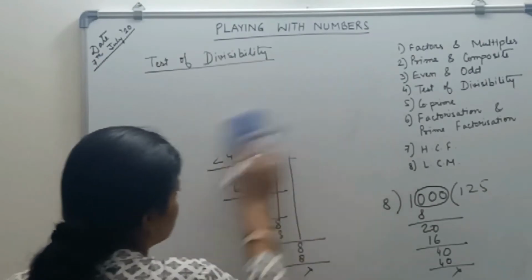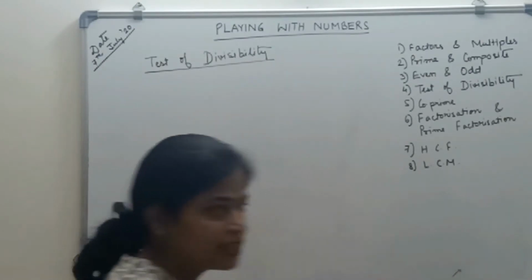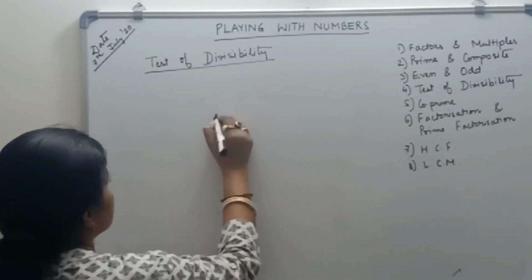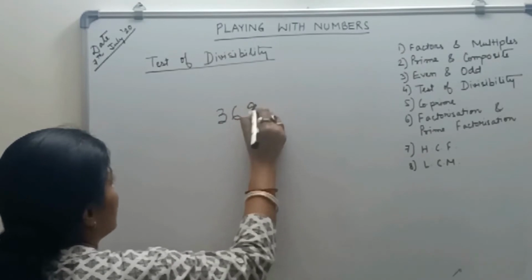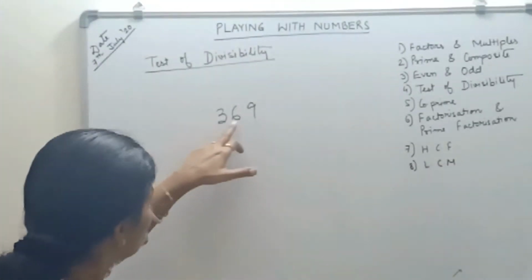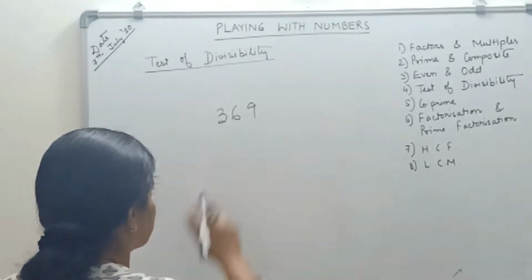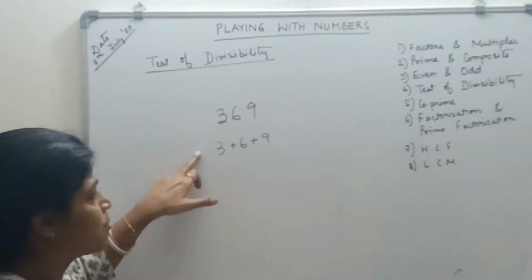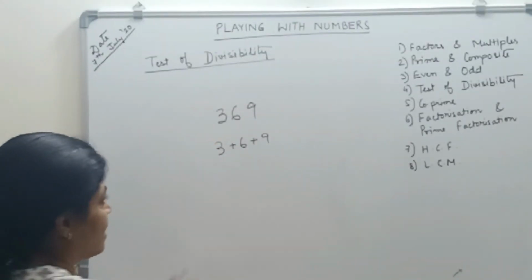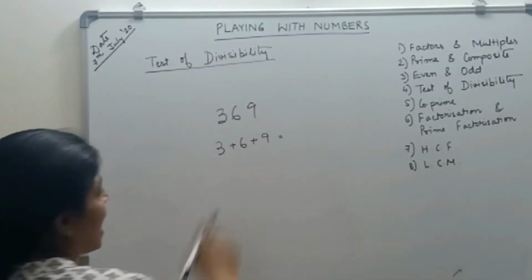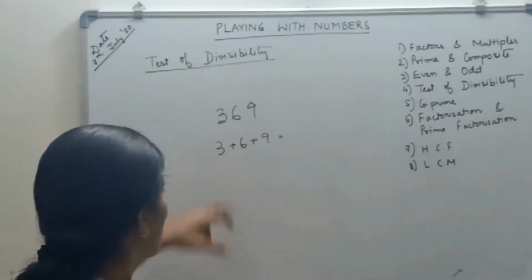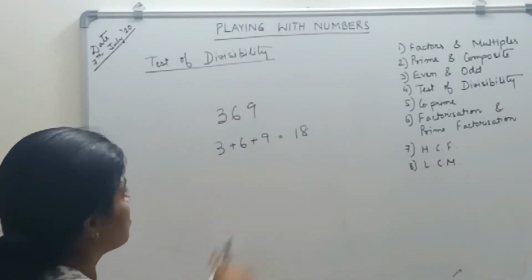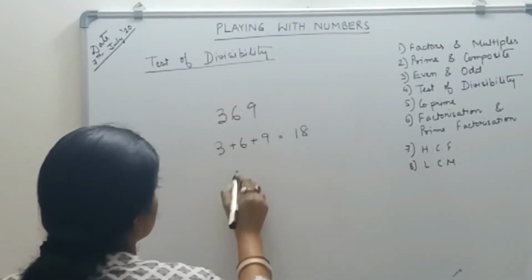Now coming to 9, for 9 also it's similar to 3. I have to add all the digits of a number. Suppose I am taking 3, 6 and 9, a number. So I have to add all the 3 digits of a number. That means 3 plus 6 plus 9. If the sum is divisible by 9, then the number is also divisible by 9. So what is this? 9 plus 3, 12, plus 6 is 18. Is 18 divisible by 9? Yes, 18 is divisible by 9. So this number will also be divisible by 9.